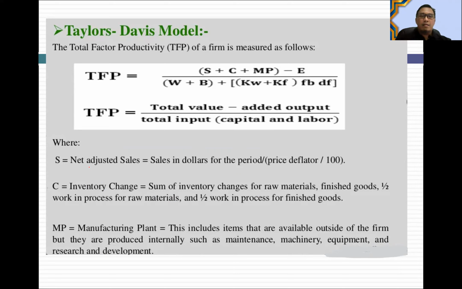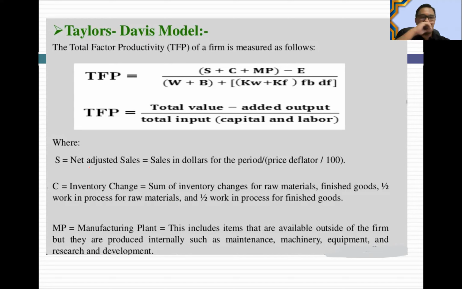And the fourth one is the Taylor-Davis model. The Taylor-Davis model proposes or develops total factors productivity or TFP, the total factors productivity of a firm. Total factor productivity is measured by the following formula: TFP, or total factors productivity, equals S plus C plus MP, minus E.